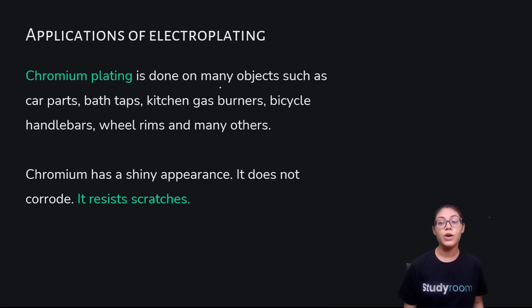Chromium plating is done on many objects such as car parts, bath taps, kitchen gas burners, bicycle handlebars, wheel rims, and many others. Chromium gives a shiny appearance. That's why chromium is electroplated on all these parts. It does not corrode easily and it resists scratches. So there are many advantages of chromium, and that's why chromium is generally electroplated on many appliances.